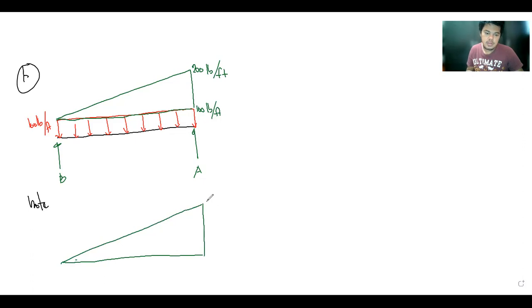So given a force per unit length omega, and the length of the beam is L, the triangular load distribution can be replaced with a single concentrated load. So you have the equivalent single concentrated load situated here. This force is equal to 1/2 multiplied by omega L.